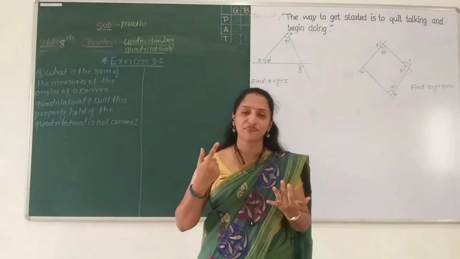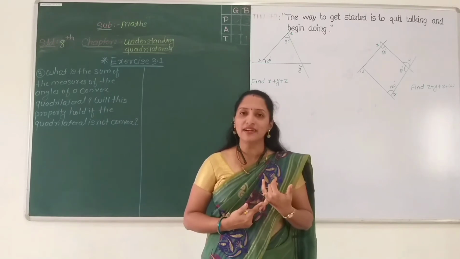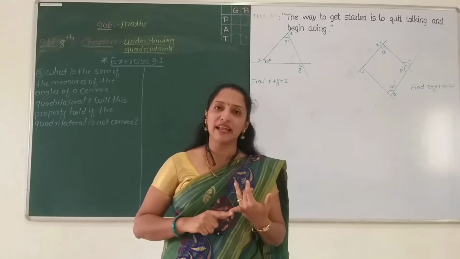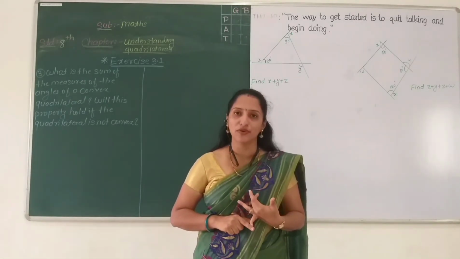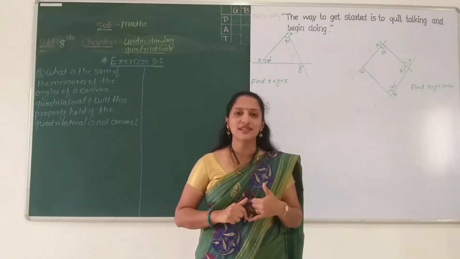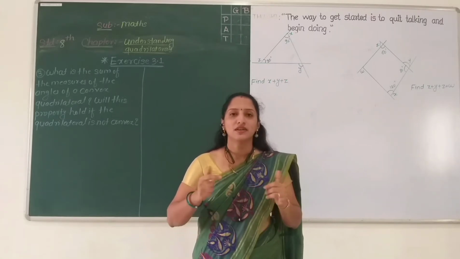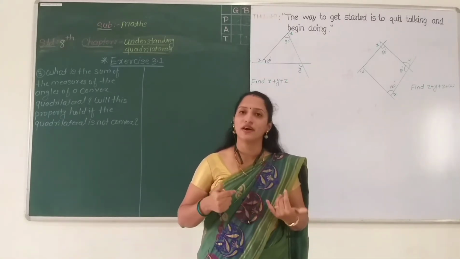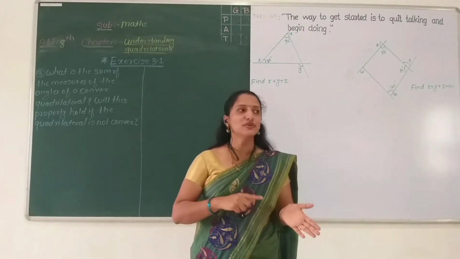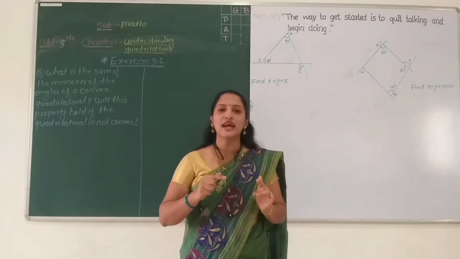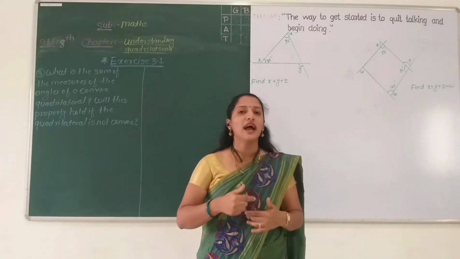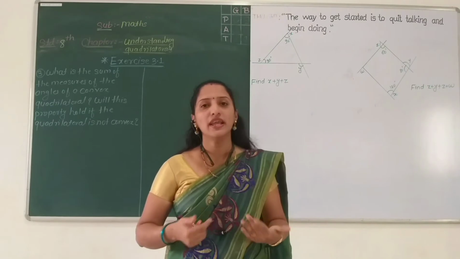For example, an equilateral triangle. In an equilateral triangle, all sides are equal, and also all angles are equal. So an equilateral triangle is an example of a regular polygon. Square: in a square, all sides are equal and all angles are also equal. So a square is an example of a regular polygon. But what about an isosceles triangle? In an isosceles triangle, two sides are equal and the angles are not all the same. Therefore, an isosceles triangle is an example of an irregular polygon.